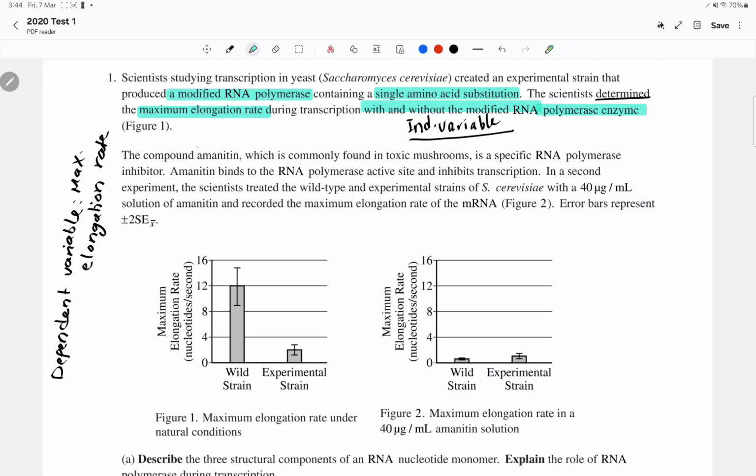Now, there's a compound called amanitin, which is found in toxic mushrooms, which is an RNA polymerase inhibitor. So it will bind to the active site of the RNA polymerase and inhibit what it does. It's going to inhibit transcription. In a second experiment, which is the one in figure 2, they treated the wild type and the experimental type with 40 micrograms per ml of amanitin, and they recorded the elongation rate. Good? Okay.